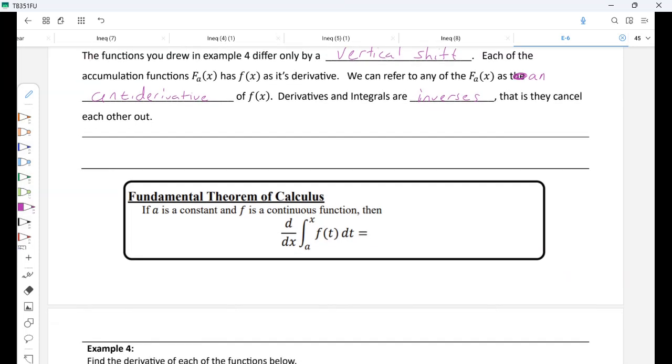Which leads us to the fundamental theorem of calculus, which says that if you take the derivative of an accumulation function, you are left with the function on the inside. But that function you're taking a derivative of has absolutely got to be an accumulation function.